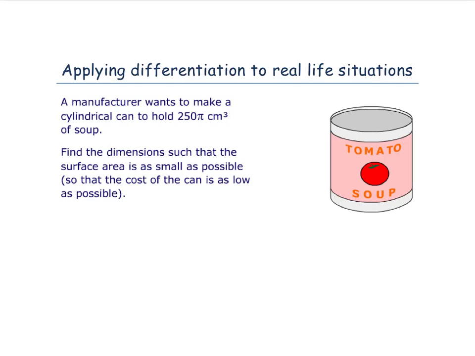Now we should know how to find the volume of a cylinder. The volume is equal to the area on the top, which is pi r squared, times by the height. And we're told that is equal to 250 pi. So this is 250 pi is equal to pi r squared h.